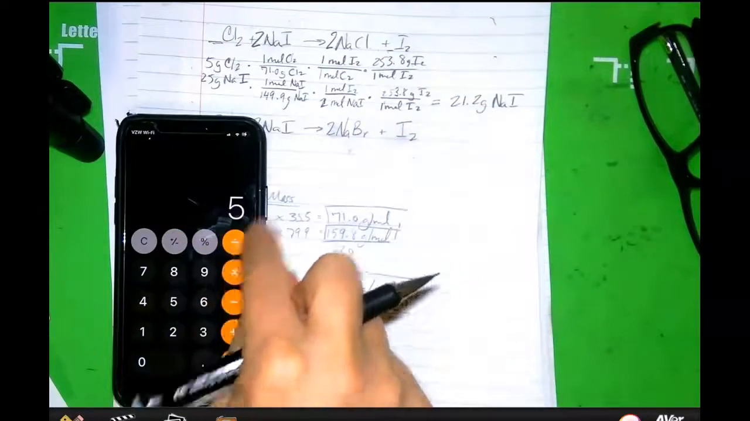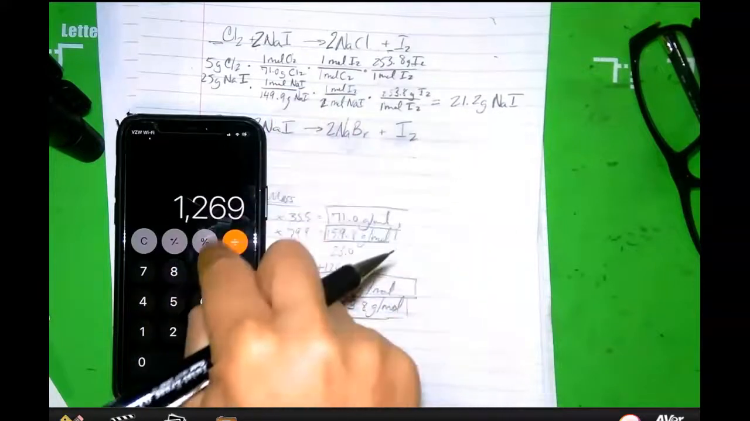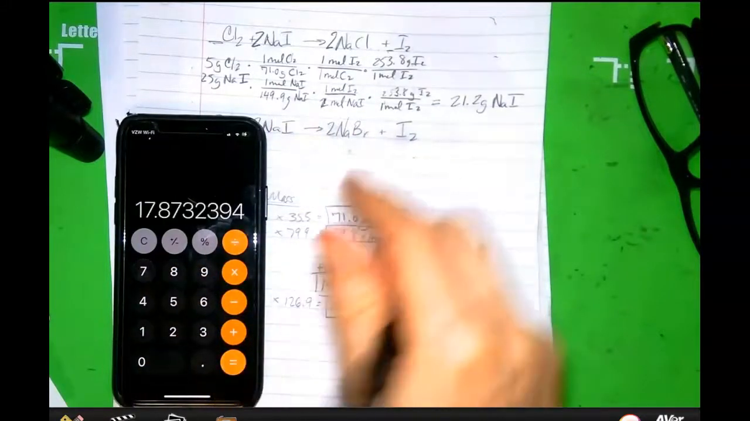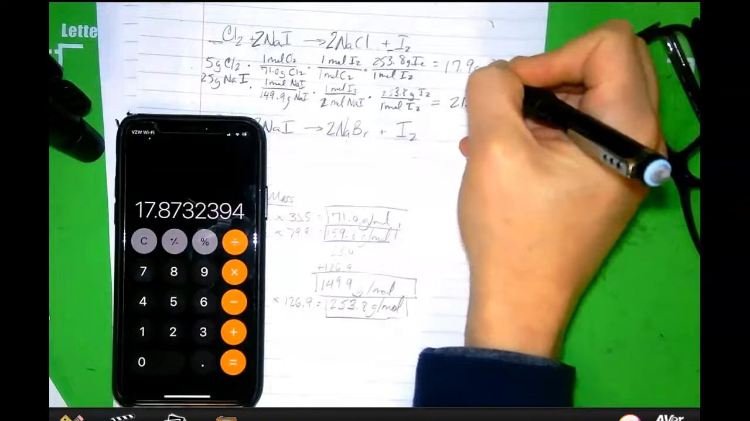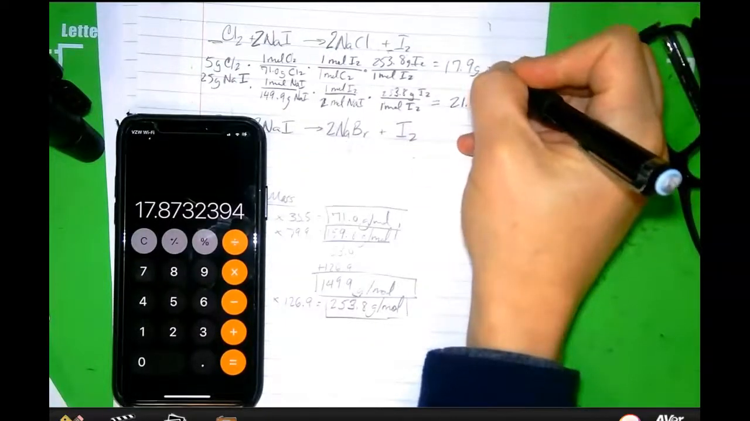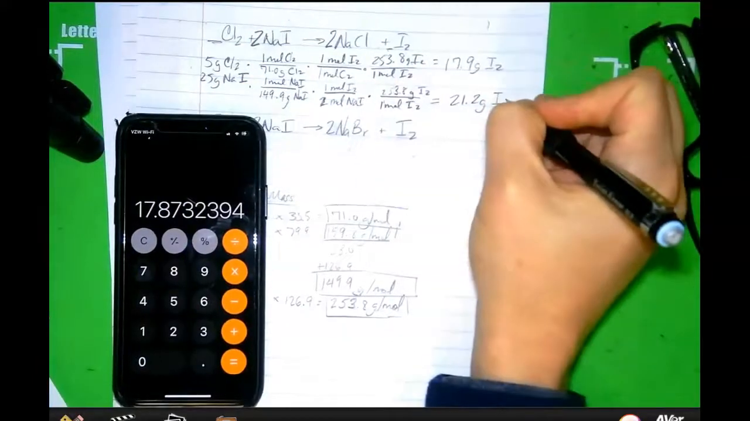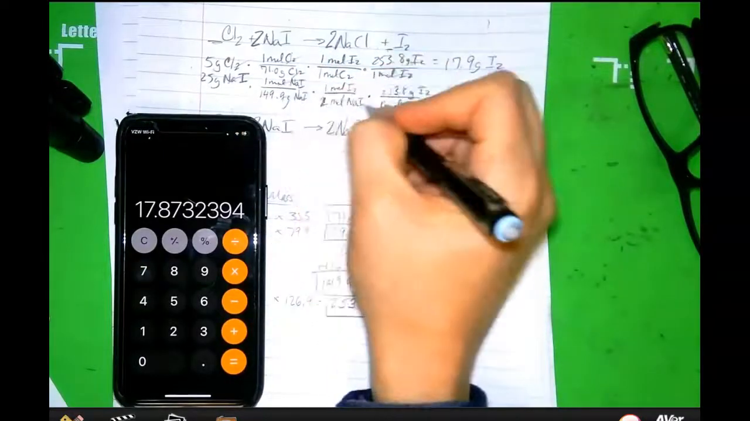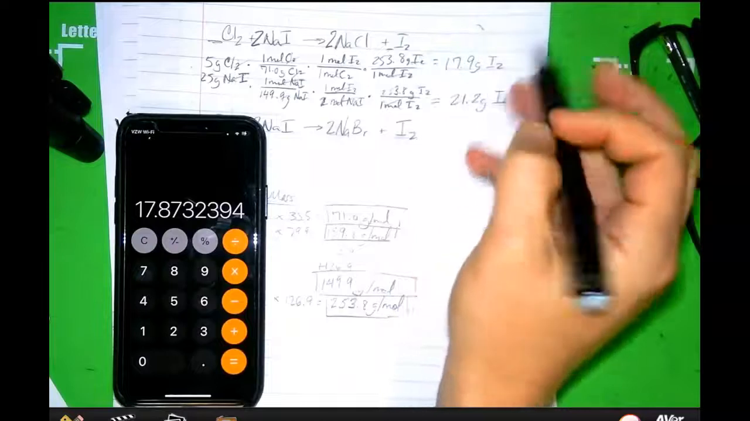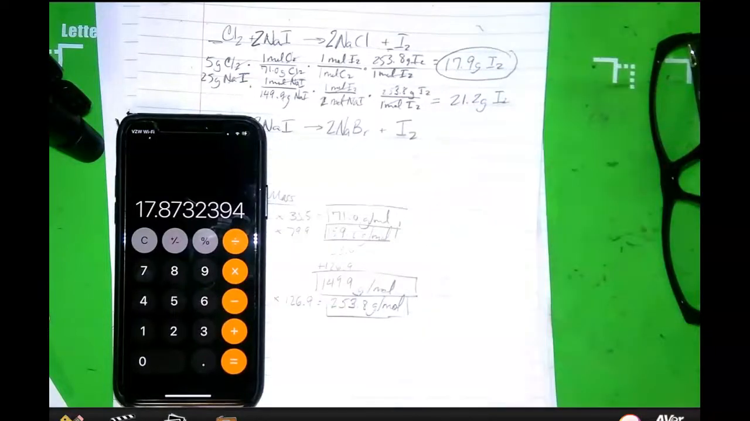5 times 253.8 equals, divided by 71, and we're going to get 17.9 grams of I2. Sorry, this is I2 here. Why? Because we cancel out, cancel out, and we're left with grams of iodine in both. But we're only going to get the least amount. So the limiting reagent on this one is chlorine, and we're going to get 17.9 grams.